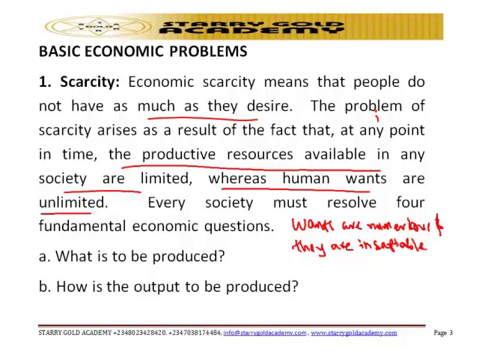So scarcity came with the idea that the resources we have on ground are not enough to meet the wants of every human being, because human wants are unlimited, and the productive resources we have at our disposal will not be enough to meet those wants. So this is why scarcity is one of the basic problems of economics, and it has to do with people not having enough to meet their desire.